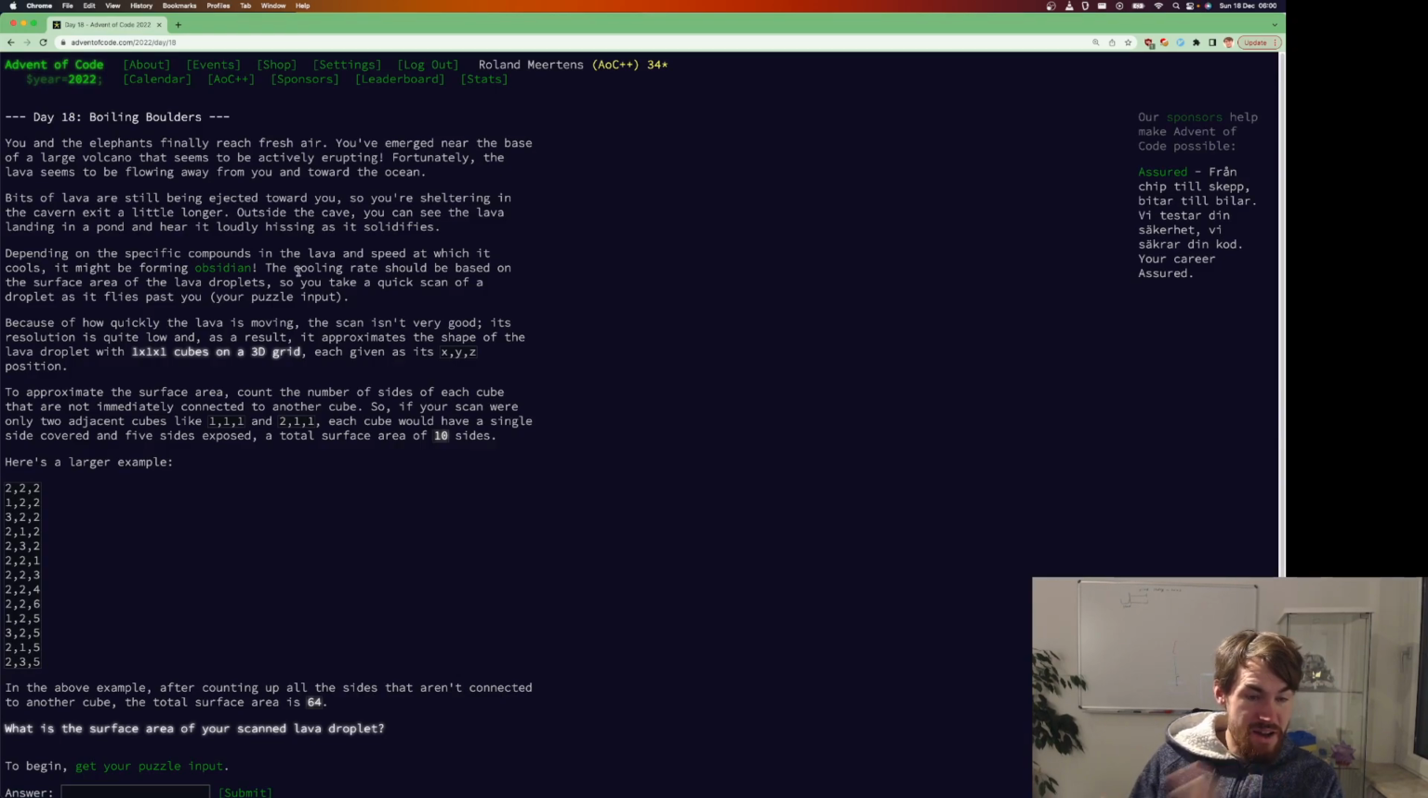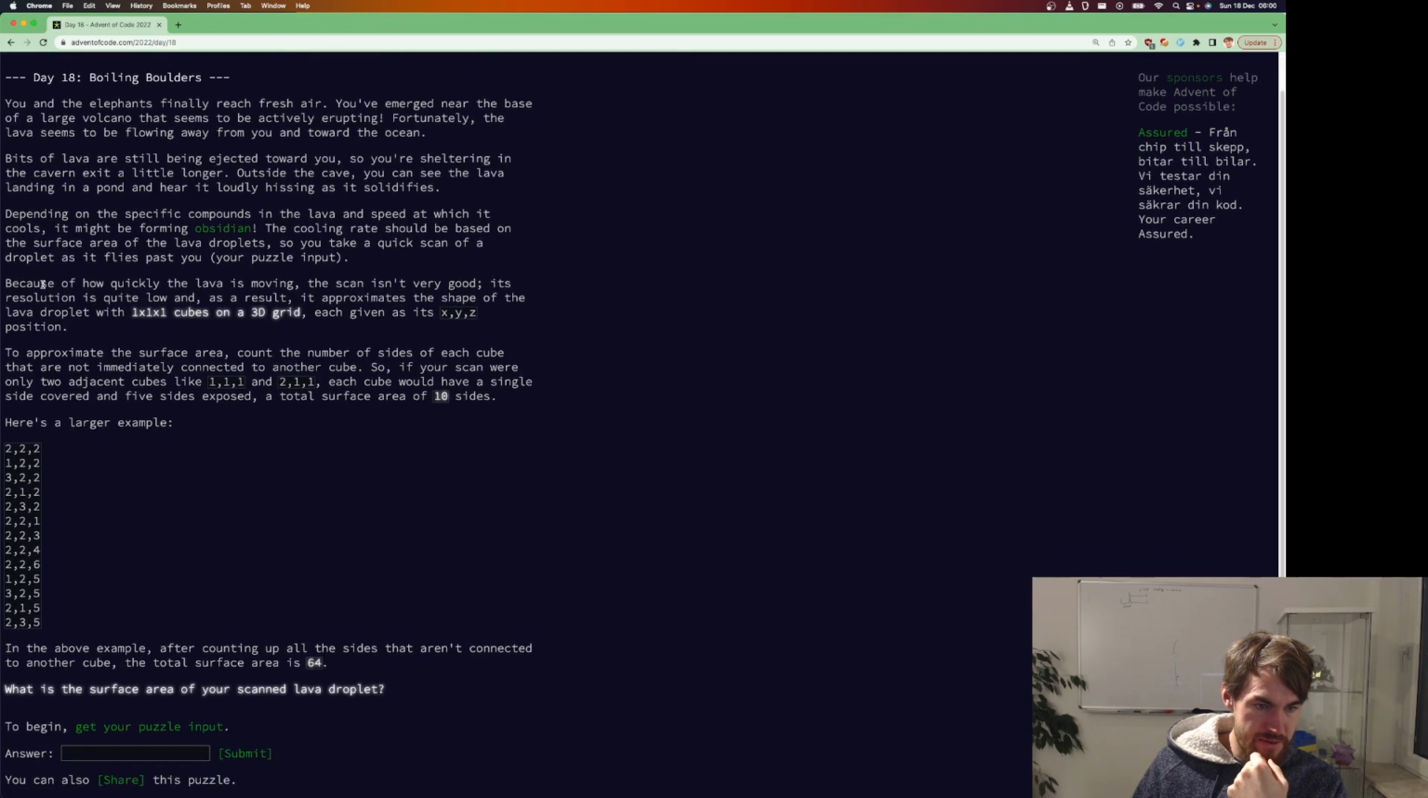But we are out with elephants! You've emerged near the base of a large volcano. Seems to be actually erupting. Lava seems to be flowing away from you and towards the ocean. Depending on the specific compounds in lava and the speed at which it cools, it might be forming obsidian.